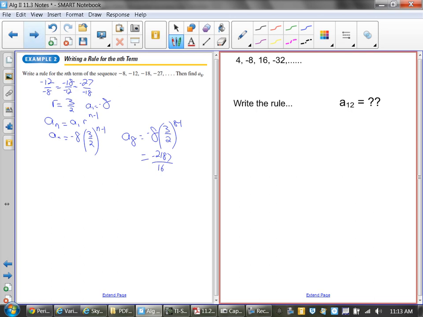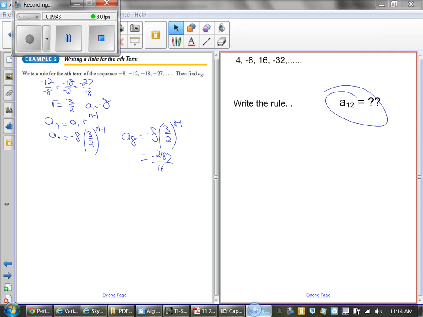Well, here, let's just take a second and write out the rule for this one first. The sequence is 4, -8, 16, -32. Let's write out the nth rule for that and figure out what the 12th term is. Take a couple of minutes, we've got time.